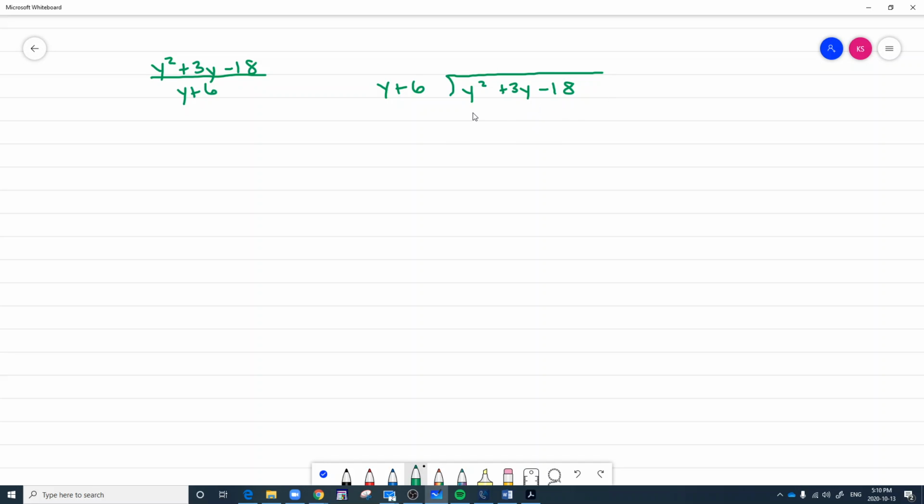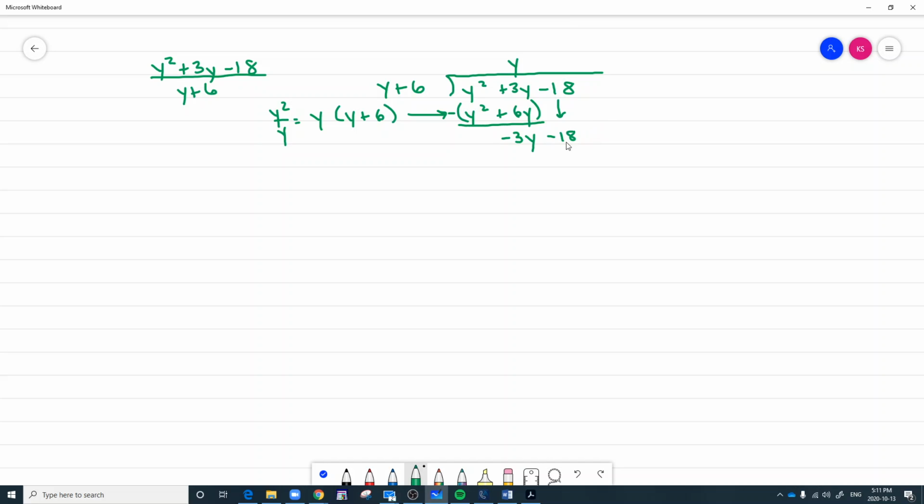Step number 2, you're going to divide the first term of your dividend by the first term of your divisor. So you've got y squared divided by y, which gives you y. And so you're going to write the y above the matching term. Then you're going to take that y and multiply it by your divisor. That's going to give me y squared plus 6y, and then you're going to subtract. So y squared minus y squared is gone. 3y minus 6y is negative 3y. And then you pull down.